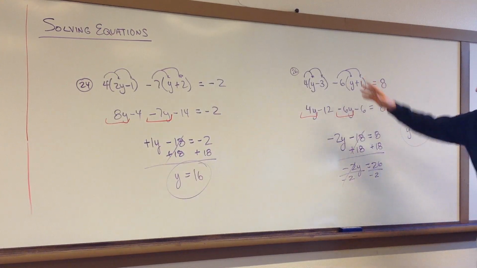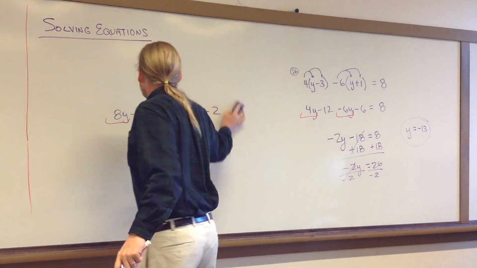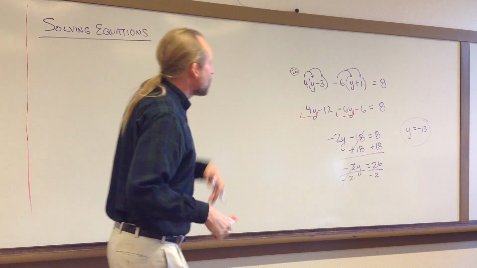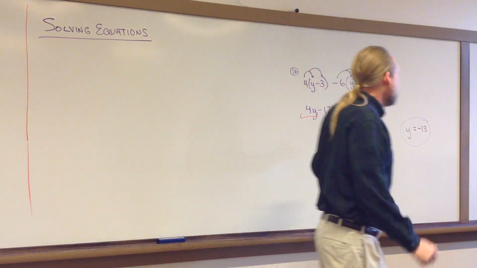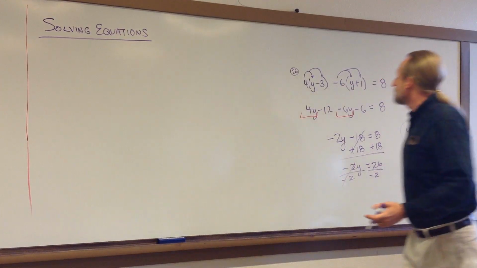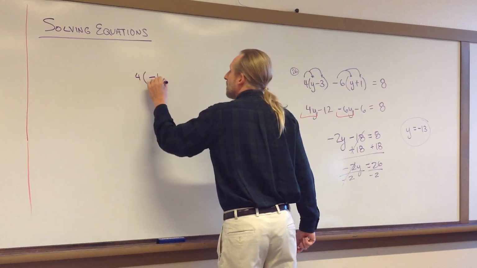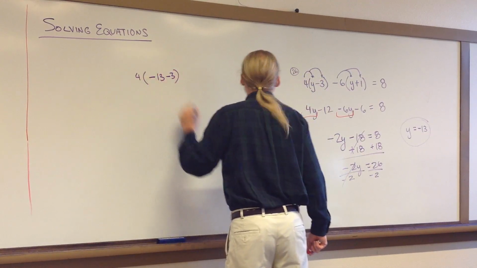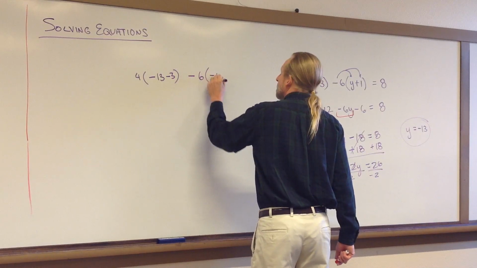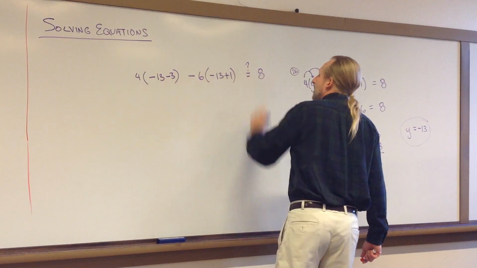And you can always plug this back in to check your answer. I don't do that every time, and I don't ask that you do that every time. But if you're ever curious, because that happens to me sometimes, I get an answer and I'm like, is that right? And so you can check and find out. So let's see here. We've got 4 times (negative 13 minus 3), and then minus 6 times (negative 13 plus 1). Is that going to give us 8?